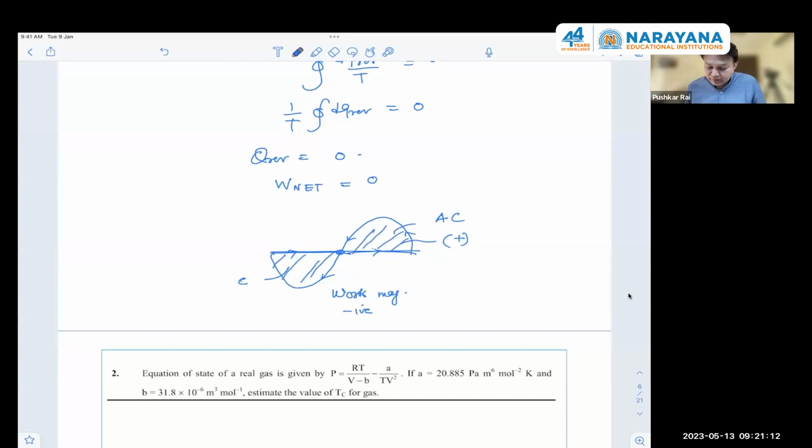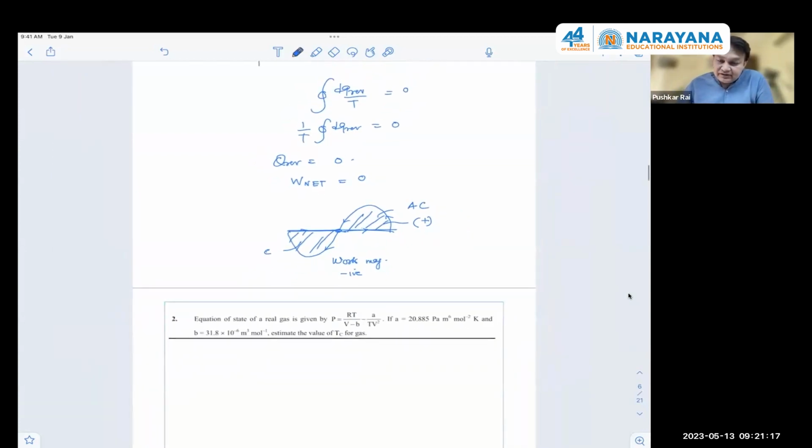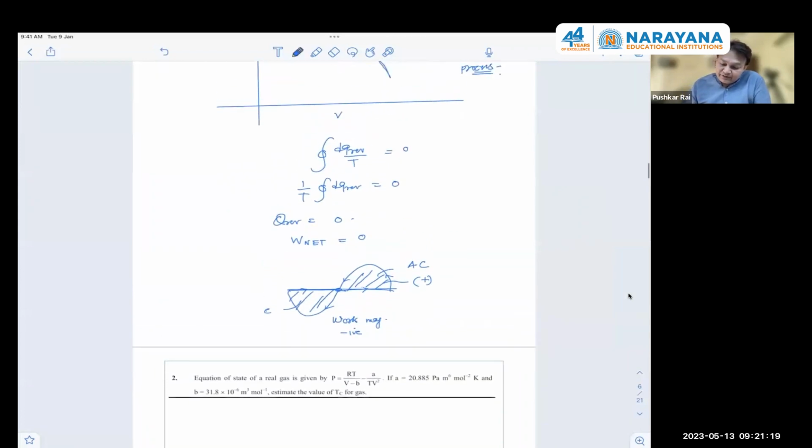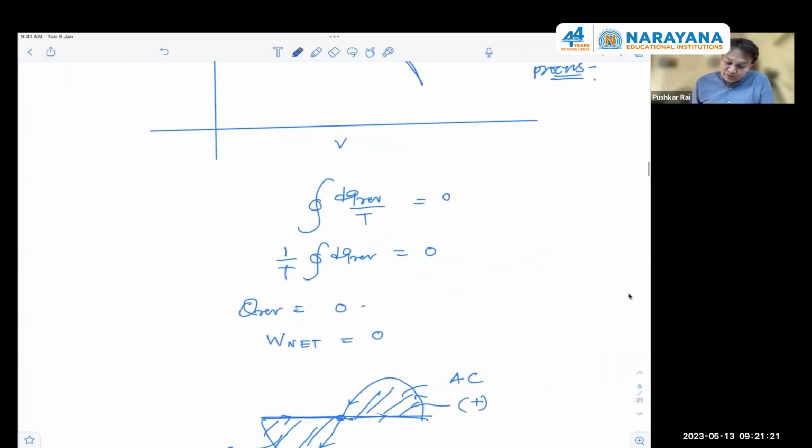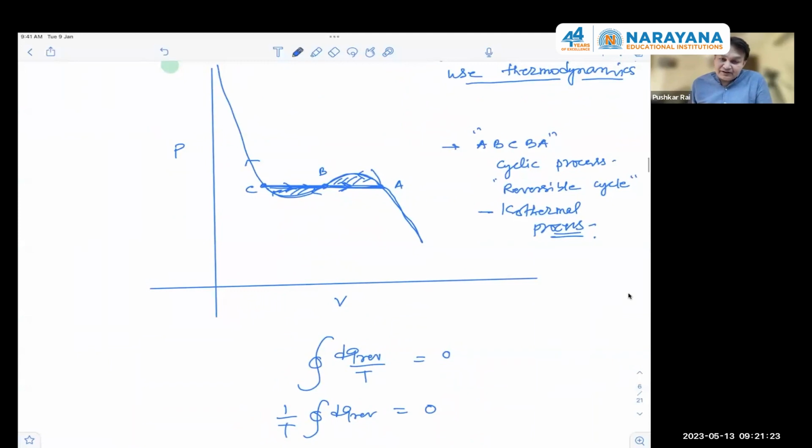So what do you think? Can we tell that the van der Waals equation was extremely successful, though van der Waals' idea was lacking? Thanks to Maxwell, he has given a great idea. And in this manner, they've explained the whole graph. Sir, here between A and C, 2 reversible paths are possible.